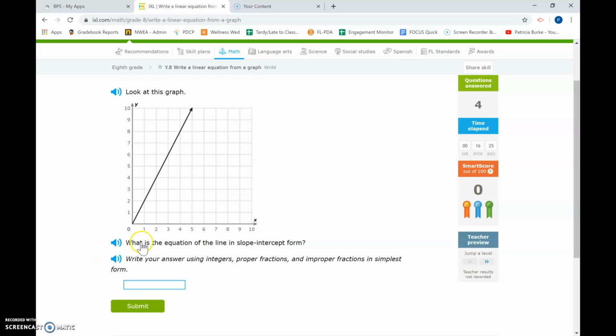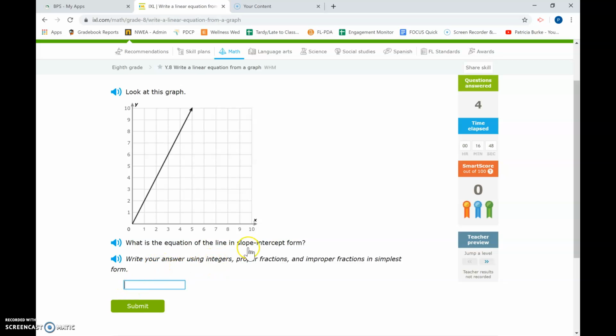So it wants us to write the equation in slope-intercept form. And we are going to be using integers, which are just whole numbers, proper fractions, and improper fractions. All right, that just means you don't have to convert improper fractions to mixed numbers, but you do have to write things in simplest form. So let's check this out.